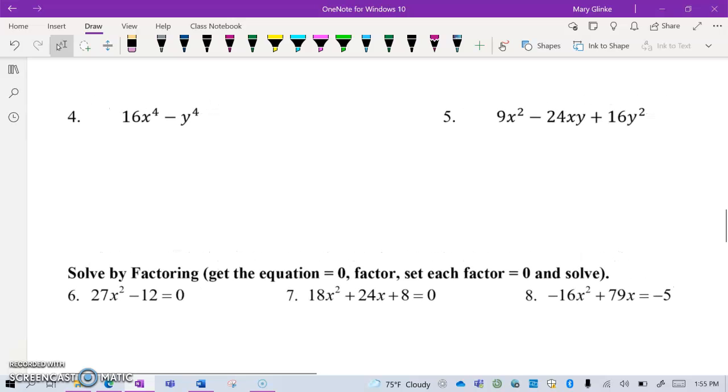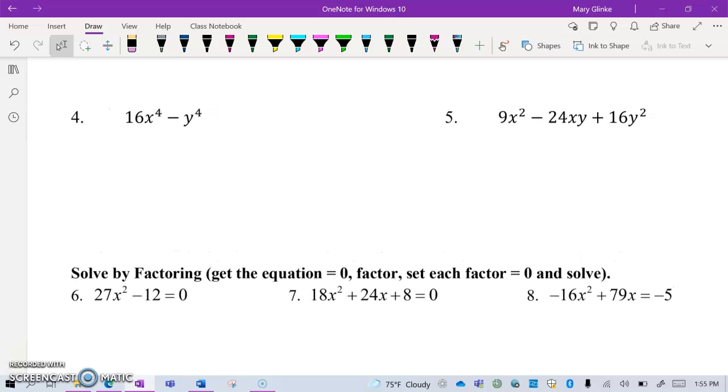The very first thing to look for is a GCF. This one has no GCF. However, there are two terms and they are both perfect squares and they are separated by a minus sign. So what we can do is the difference of two squares.